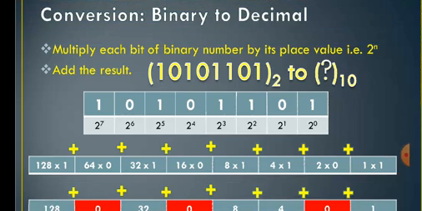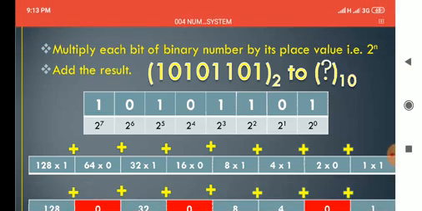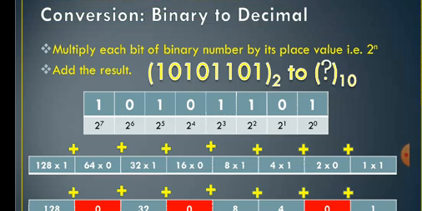So how to do this? We'll be taking 1 into 2 power 0. What is the value of 1 into 2 power 0? 1. And then 0 into 2 power 1 is 0. Plus 1 into 2 power 2 is 4. 1 into 2 power 3 is 8. 0 into 2 power 4 is 0. 1 into 2 power 5 is 32. 0 into 2 power 6 is 0. 1 into 2 power 7 is 128.